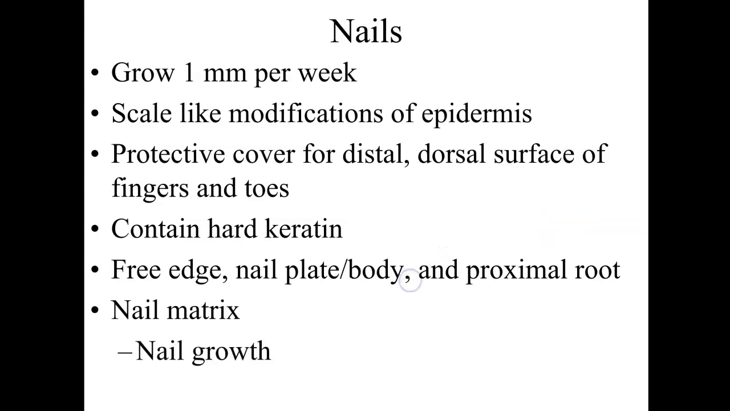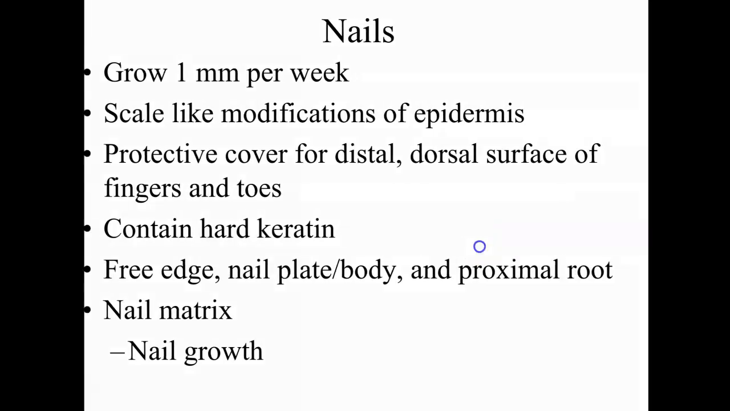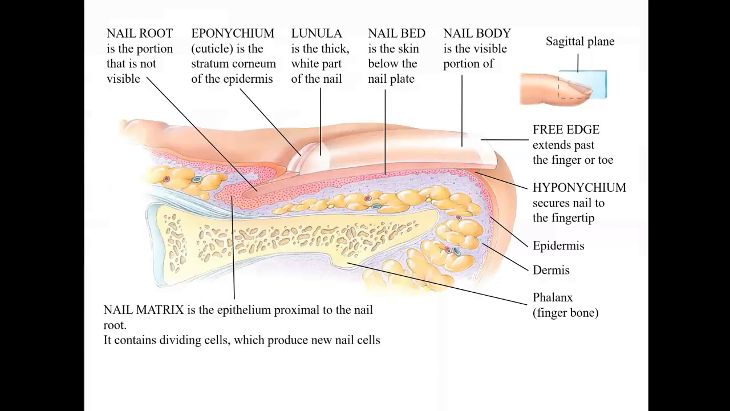They'll have a nail matrix, and that's going to be responsible for where the nail grows. Those are the cells going through mitosis that are pushing that nail up during growth. So looking at that a little bit closer, first you have your nail root. That's the portion that is not visible, so it's underneath the skin, even below that cuticle. You have the eponychium, which is the actual cuticle, and that's part of the stratum corneum of the epidermis there.